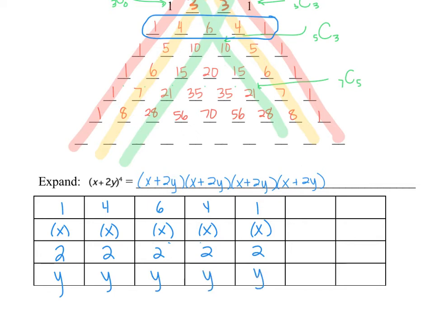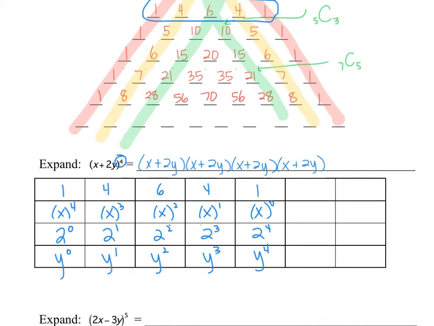All right, now we attach powers. On the x, we start with the highest power of 4, and we work our way down. 4, 3, 2, 1, 0. For the 2's, we go the opposite direction because it was after the addition sign. And so we go 0, 1, 2, 3, and 4. And for the y's, we go in the same direction as the 2's because 2 and y were both after the addition sign. So 0, 1, 2, 3, and 4.